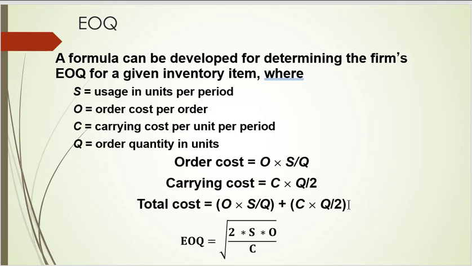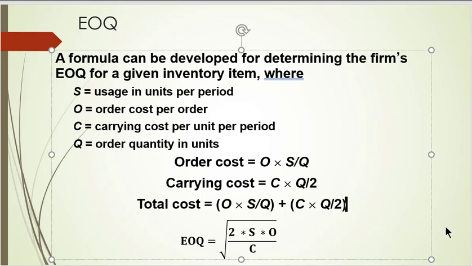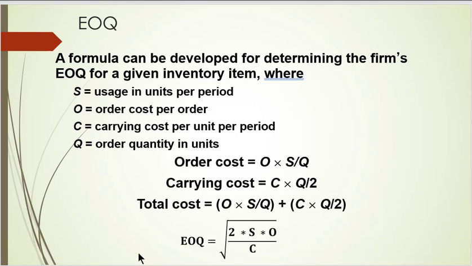So quite frankly, it is a calculus equation. So when you determine the derivatives, this is the formula that you would see. The economic order quantity is 2 times the sales units times the cost per order. You divide that by the carrying cost per unit. That will provide us with EOQ.